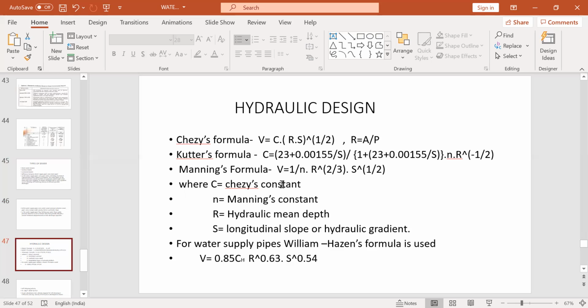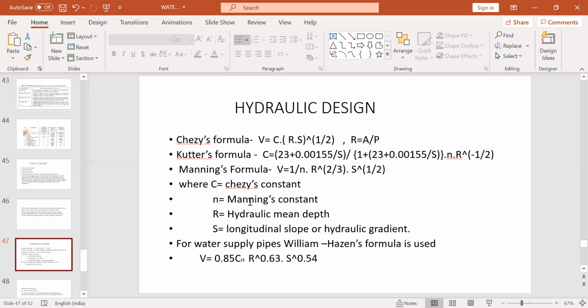Manning's formula is generally the most used formula for uniform flow. It is given as V equal to 1 by N, R to the power 2 by 3, S to the power half. Here R is the hydraulic mean depth, S is the longitudinal slope or hydraulic gradient, and N is Manning's constant. This Manning's constant is also called the roughness coefficient.